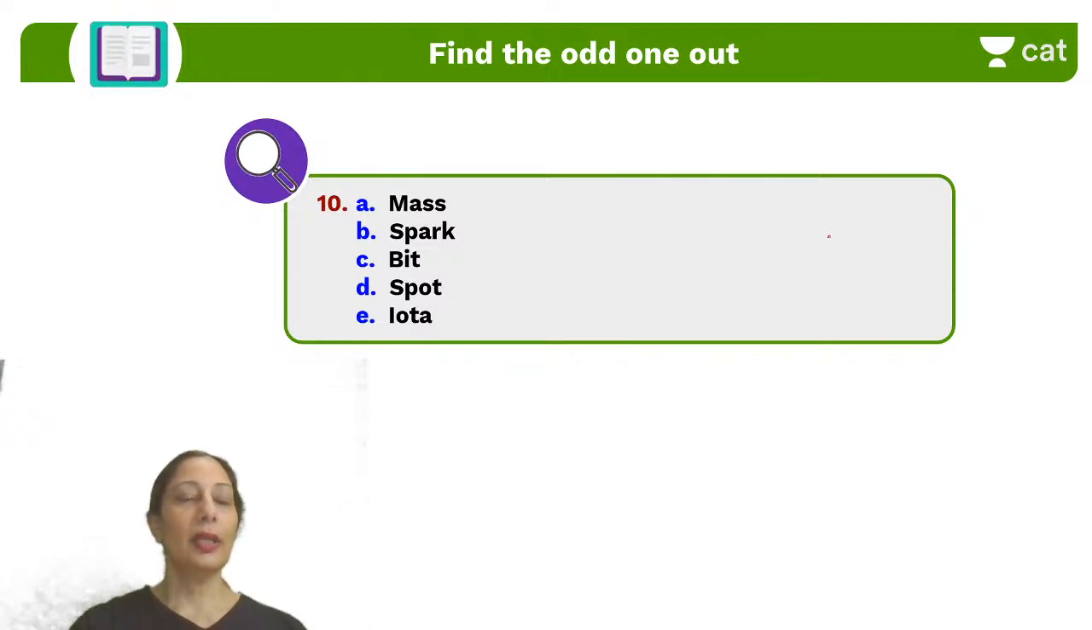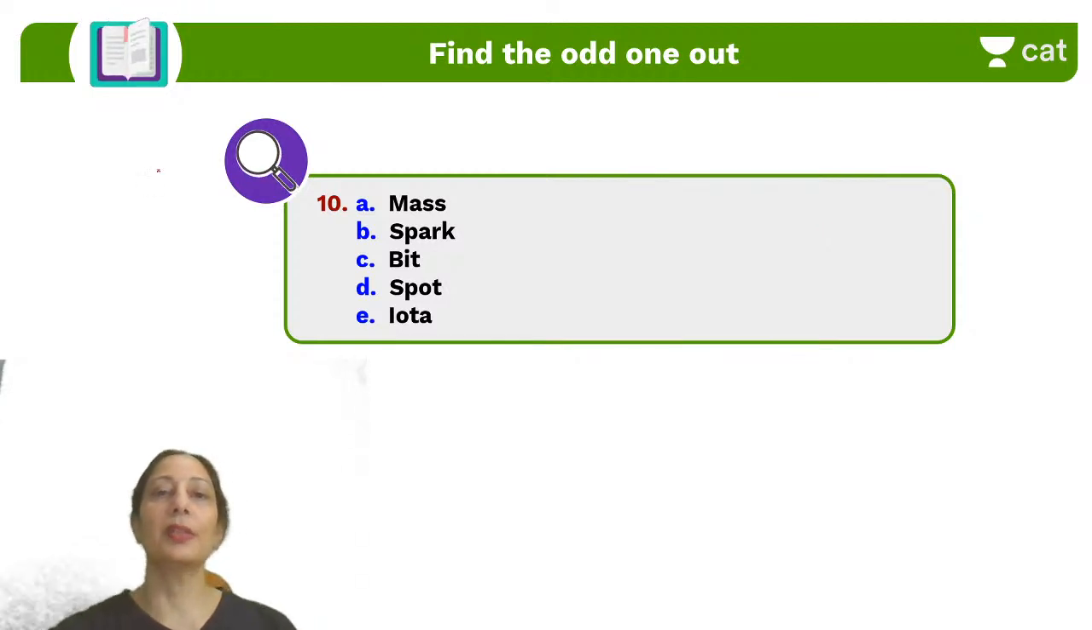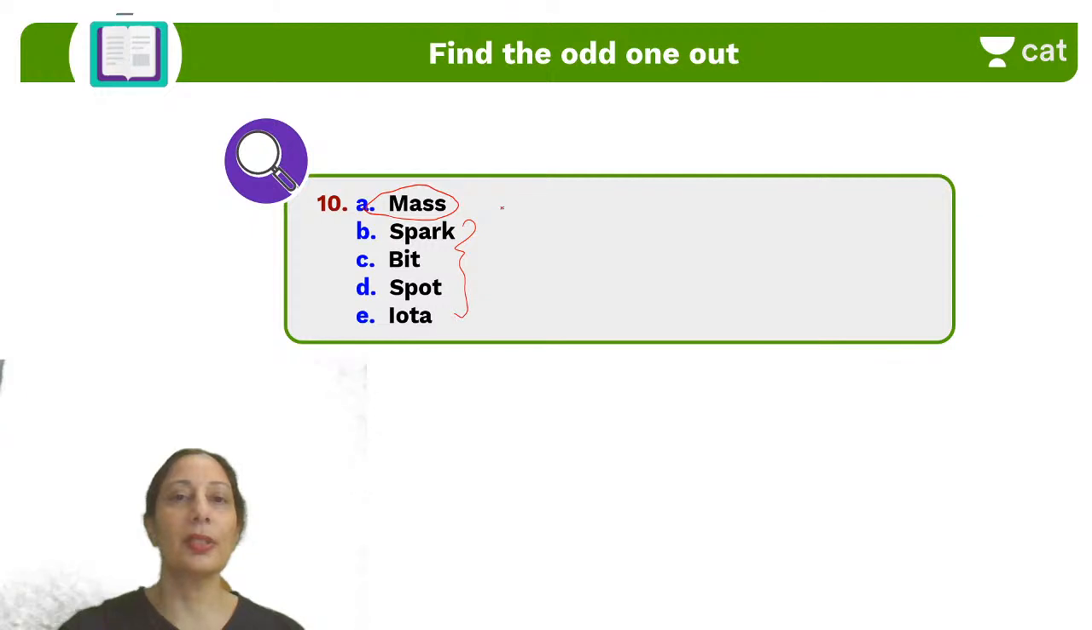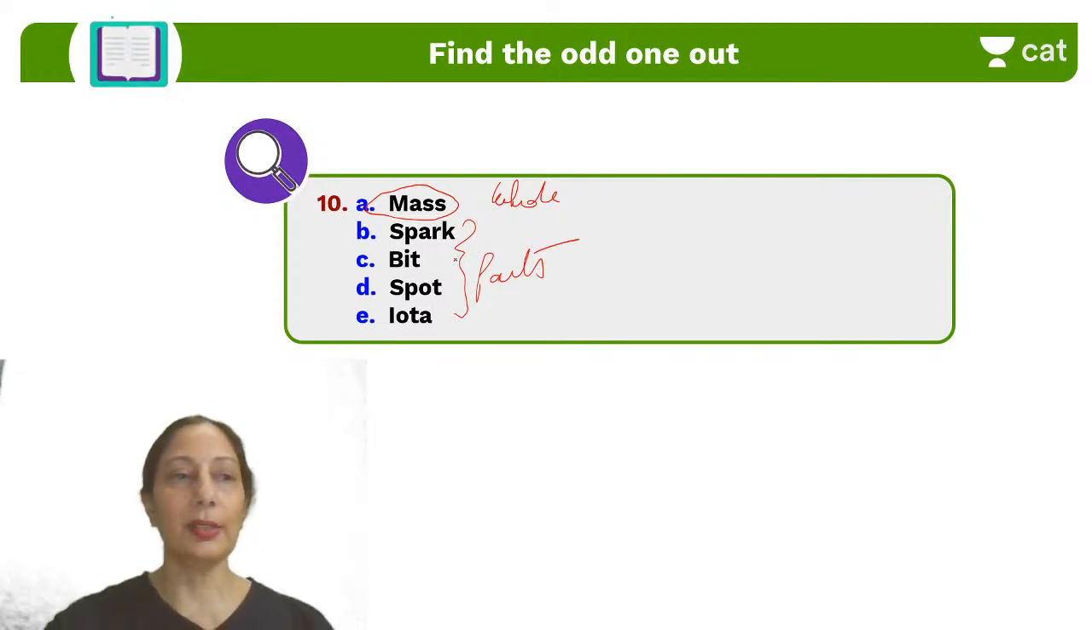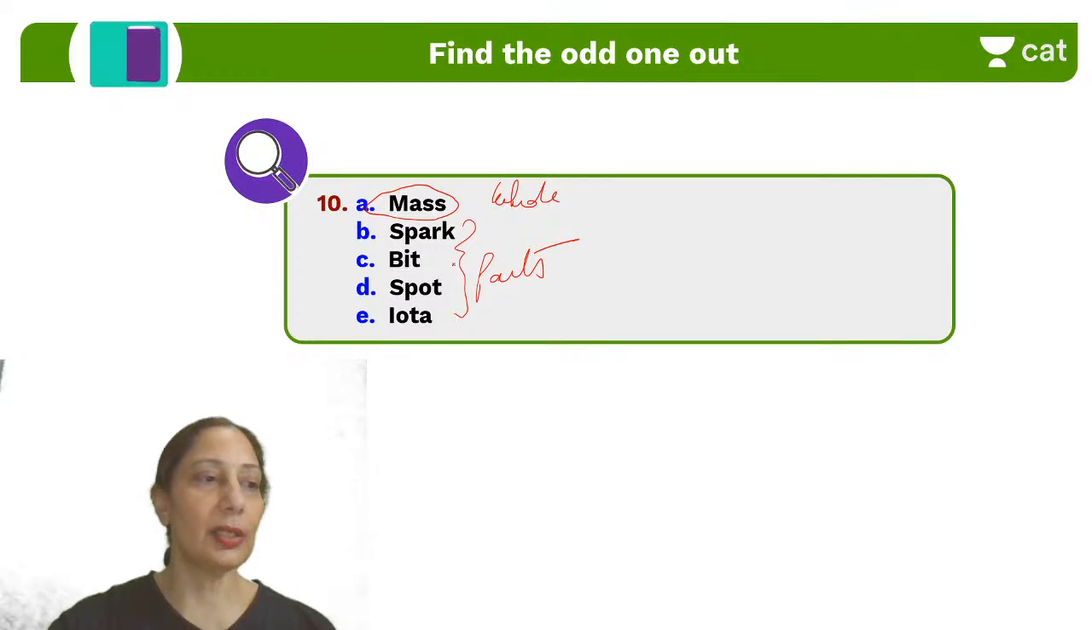Yes. Dia, what is the answer? Mass, spark, bit, spot, iota. Yes, mass. Mass is a solid mass, right? It is something which is solid. While these are all parts. Spark, bit, spot, iota are a part, and this is the whole. The mass is the whole, and these are all parts of the whole, right? So therefore mass is easy, right? Answer is very easy, guys.